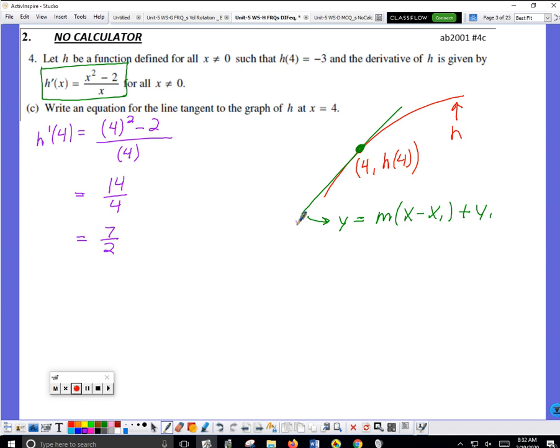Wait, are we finding the red line or are we finding the green? You tell me. An equation for the line tangent to the graph of h. We are finding the green line. Yeah, we're finding the green line. So would you put 7 halves for m? So m represents the slope of the green line. We now know that m is 7 halves.